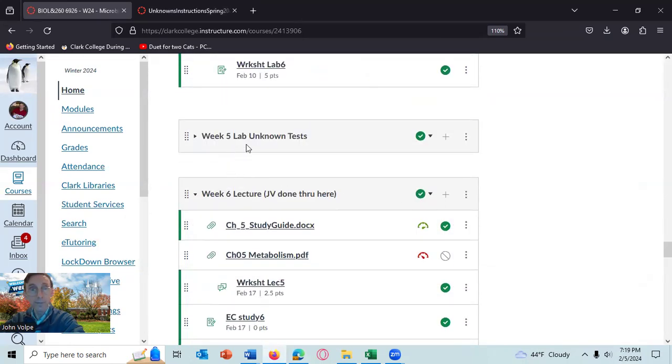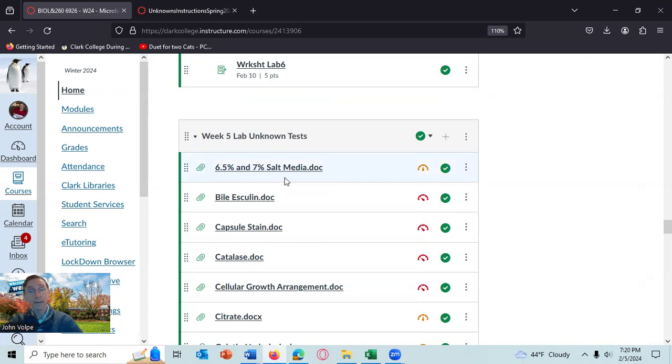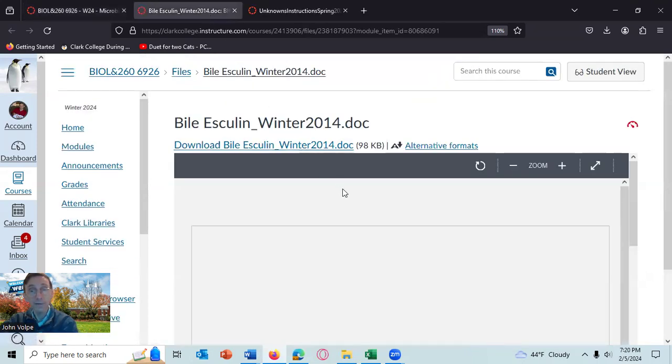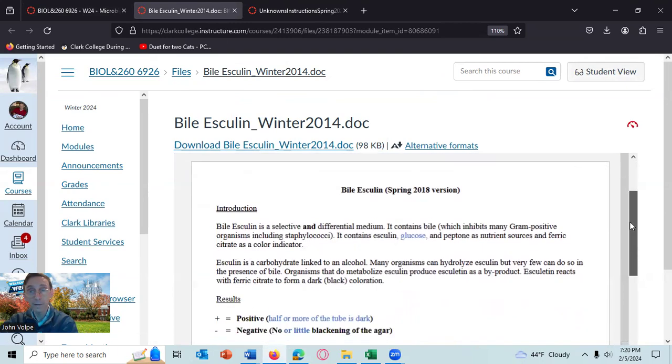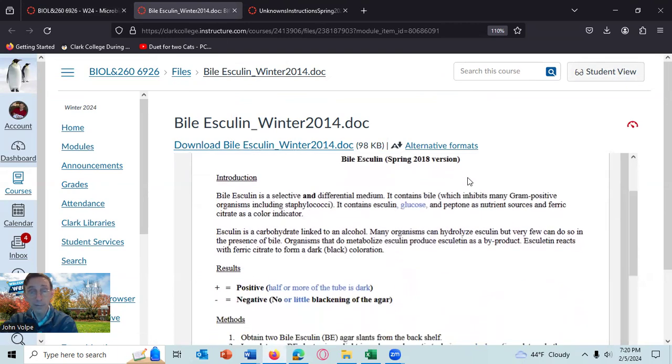This is Canvas, week 5 lab unknown test. Let me open that up. Each of these is a test. That's actually 2 tests, which has a page describing it, and sometimes there are pictures in this page. So this is the bioesculin test. You'll need to look at this page when you want to request a test to find out how long it takes to incubate the test. Most of these tests take 2 days. A few of them take only 1 day, or you'll get the results the same day. Some tests require 5 days, and one test 7 days.